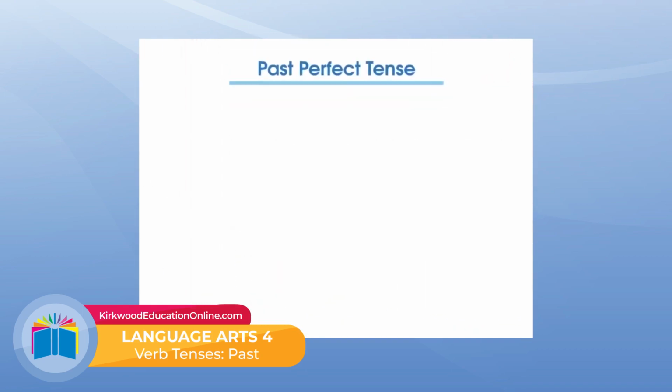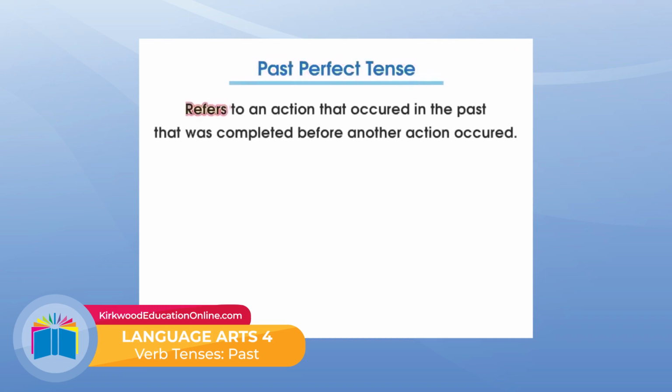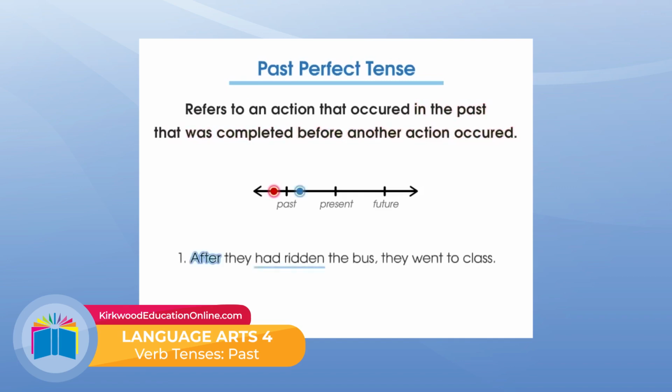Now look at square number 3. Past perfect tense. Past perfect tense refers to an action that occurred in the past that was completed before another action occurred. Look at sentence number 1. After they had ridden the bus, they went to class. Had ridden the bus had already occurred. It's completed. Then another occurrence. They went to class. So it describes an event that took place in the past before another event took place.